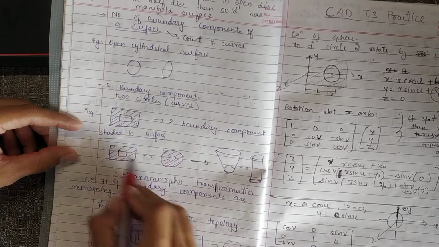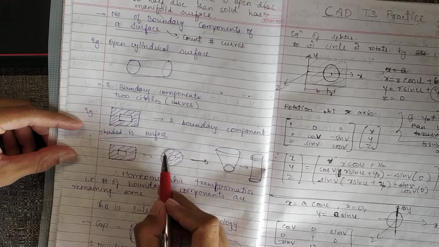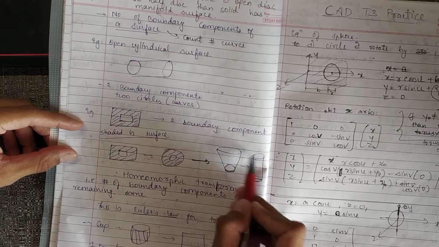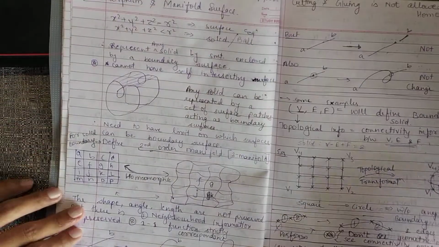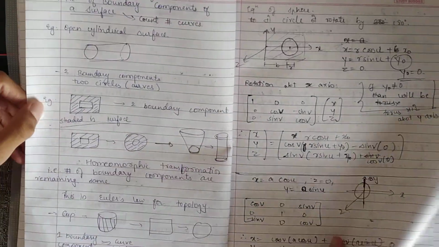So each of these homeomorphic solids has two boundary components: inside loop, outside loop. Here this loop and the top loop, the bottom loop and the top loop. So all are homeomorphic to each other. Then let's count the number of boundary components. How can we count the number of boundary components?